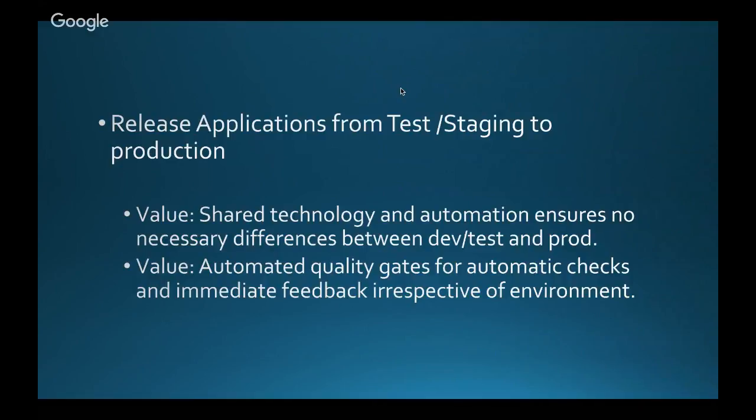Right. The next value, automated quality gates for automatic checks and immediate feedback irrespective of the environment. With DevOps coming into the picture, there is now more emphasis on automated quality gates, with automatic checks being performed right away when the user is trying to trigger a build, or is trying to commit a change, and when the change is being merged and a build is triggered or a build is deployed. For all those things, automated quality checks are performed. And quick feedback is provided irrespective of the environment in which all these things are being performed.